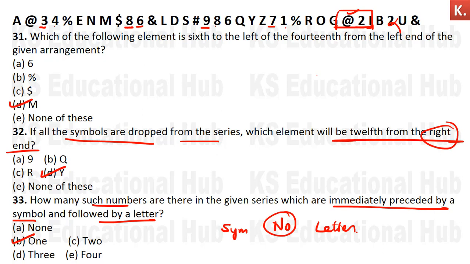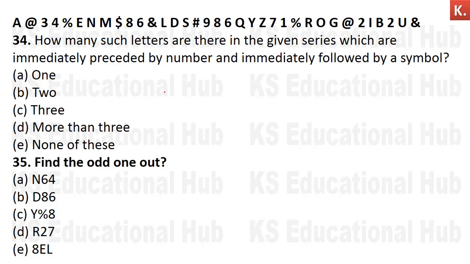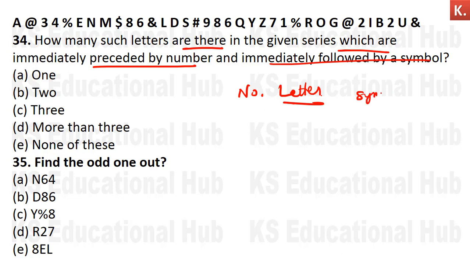Right? Let's go to the next question. How many such letters are there in the given series which are immediately preceded by a number and immediately followed by a symbol? Again, I'm not going to look at the letters now. I'm going to look at the numbers themselves, because numbers are fewer and I can find them very easily here.